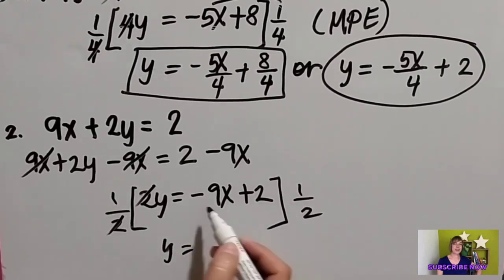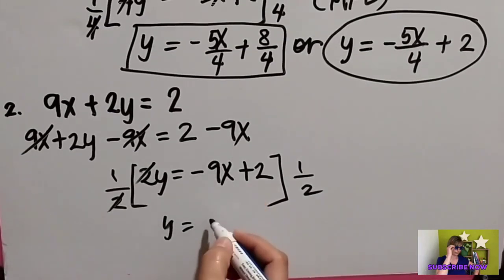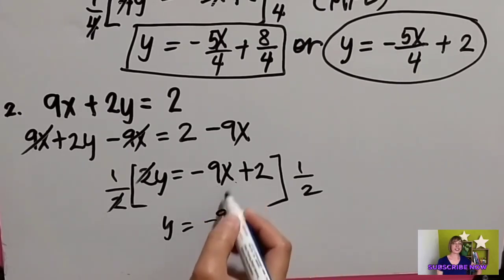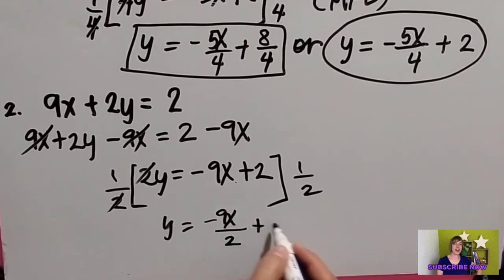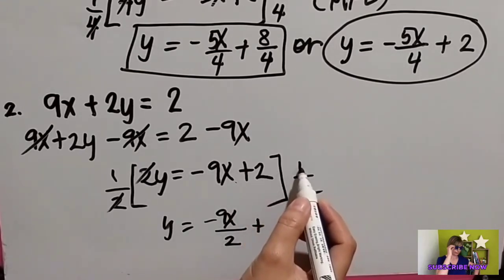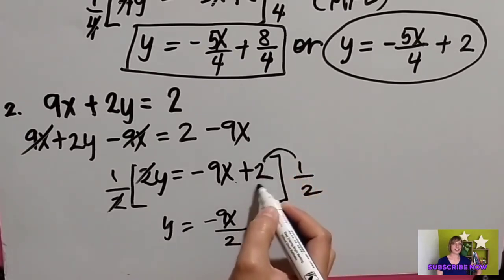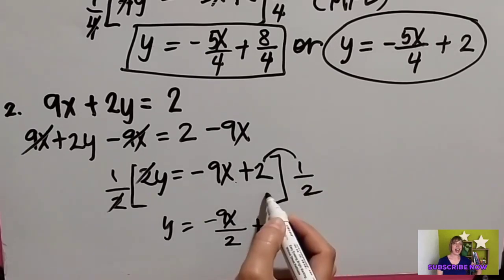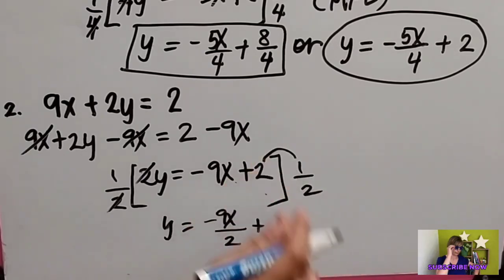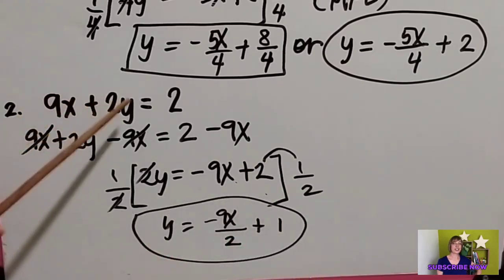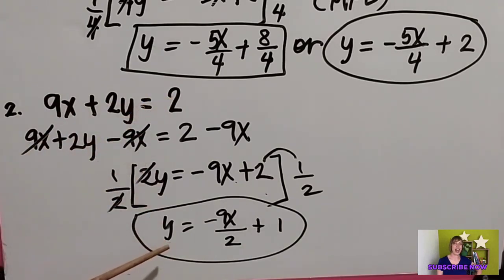Here, 1 half times negative 9x. 1 times negative 9x is negative 9x. And 2 times 1 here, the denominator of 9 is 2. Plus, 2 times 1 is 2 over 2 is 1. It's like 2 times 1, 2. Denominator of 2 here is 1. 2 times 1 is 2. So, mangyayari 2 over 2 or just 1. So, 9x plus 2y equals 2 in slope-intercept form is y is equal to negative 9x over 2 plus 1.